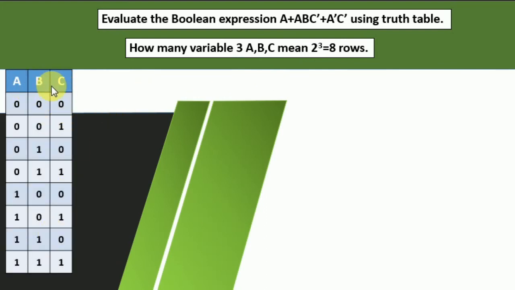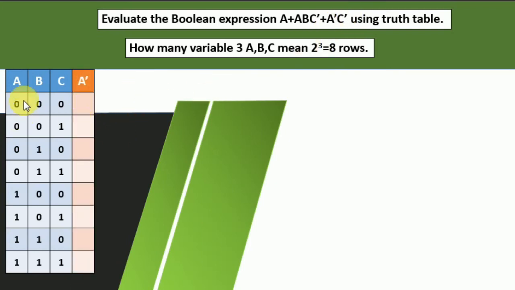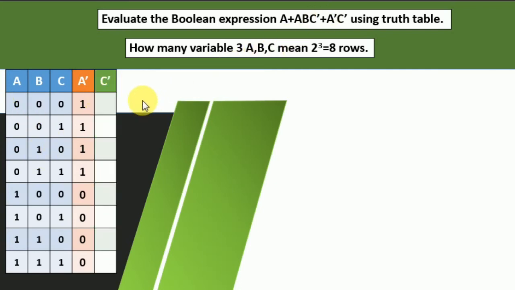Now what is the first thing? We have to solve all the complements. How many complements are there? A complement and C complement. So we solve A complement first. These values of A are going to be converted to A complement, meaning all these 0s become 1 and all these 1s become 0. Like this. Now what is the next one? It is C complement. 0 is going to be 1 and 1 is going to be 0. 1 0 1 0 1 0 1 0. So we have solved A complement and C complement.